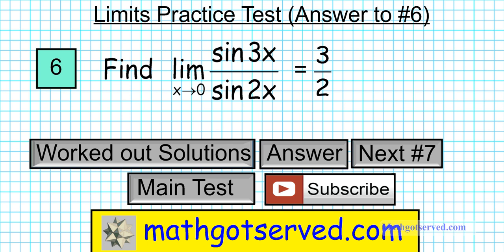So the solution to number six, limit as x approaches 0 of sine 3x over 2x is 3 over 2.